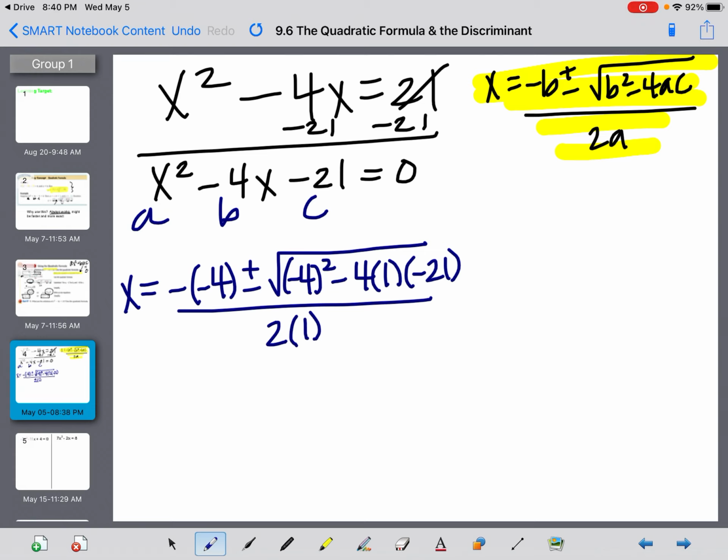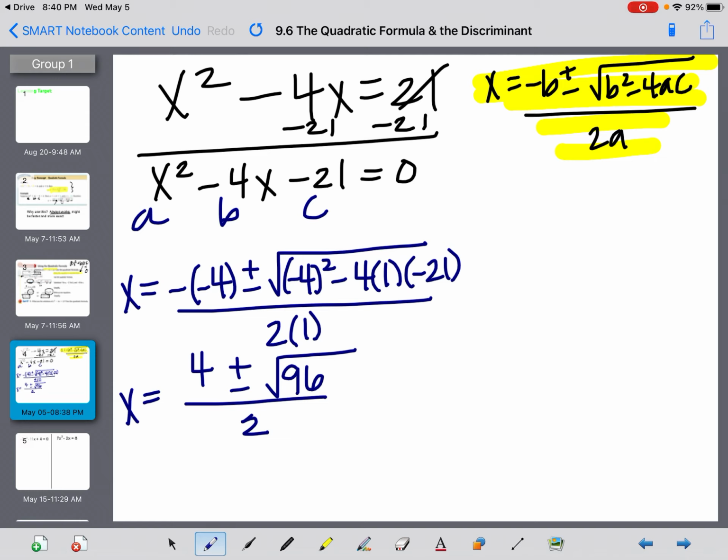Underneath that square root, I have 16, because negative 4 to the second power is 16, minus a negative 80. So 16 plus 80, which gives me 96. So in my next line, I'm going to have the square root of 96, plus and minus, and a negative negative 4 is just 4, all over 2 times 1, which is 2.